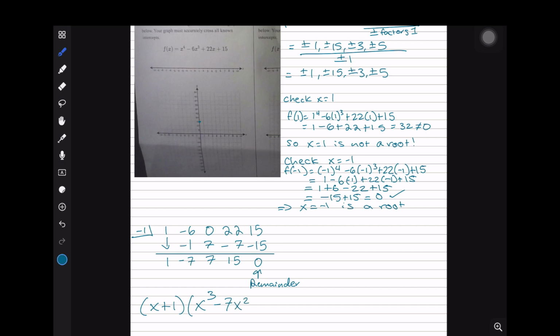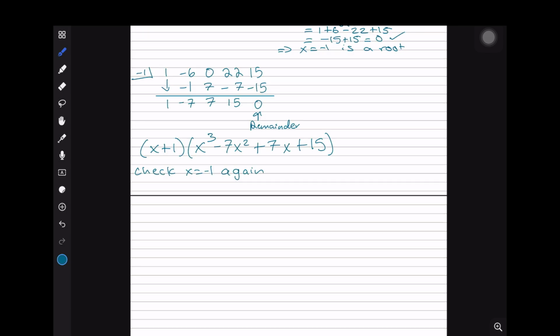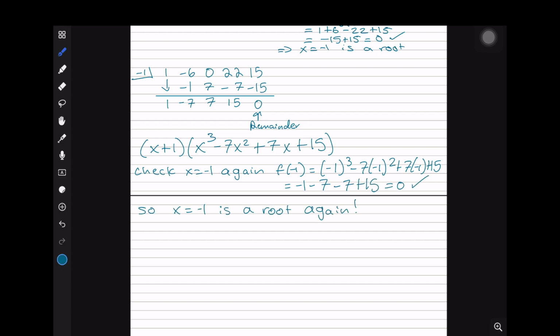Okay, so now what I want you to do is check x equals -1 again. Usually problems like this always follow that pattern. So plug in a -1 into your equation, and we're going to get f of -1 equals -1 to the power of 3 minus 7 times -1 squared plus 7 times -1 plus 15. And yes, this is great. It equals 0, so you know that x equals -1 is a root again. So we're going to perform synthetic division with -1 again.